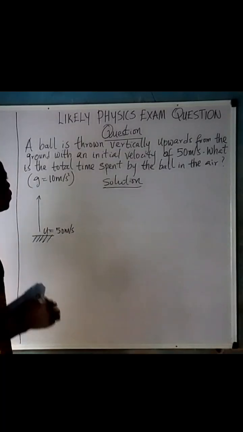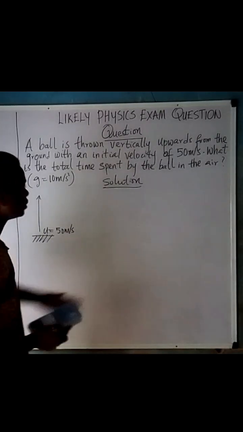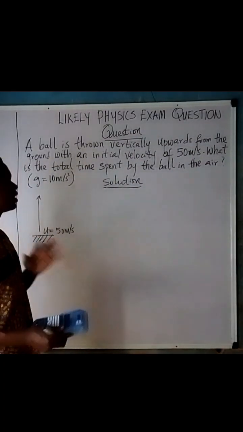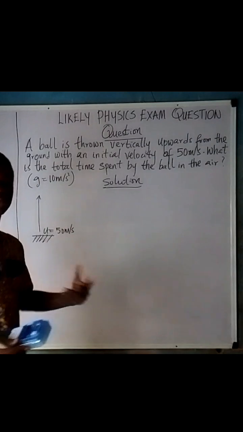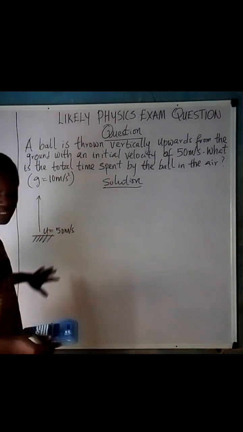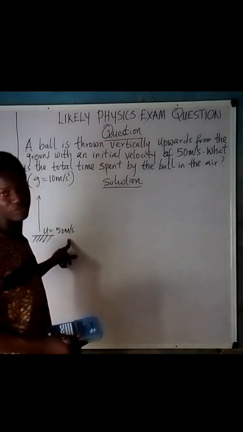They now said, what is the total time spent by the ball in the air? They gave us only this, and they asked us to take gravity as 10. That is all they gave to us, and we are asked to find total time. Now, this is what we are going to do. Using this diagram, let's analyze something. The ball was thrown upward with this initial velocity.